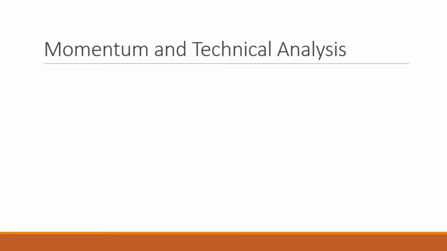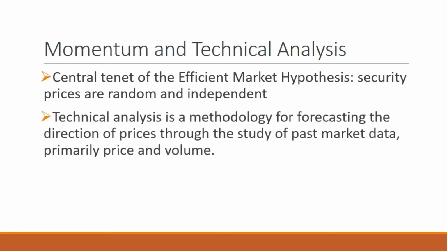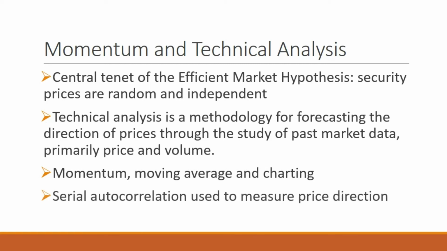Yet another way of gauging market sentiment and looking at the direction of the market or of individual stocks is by looking at the momentum and technical analysis. You'll recall that a central tenet of the efficient market hypothesis is that security prices are random and independent of each other. However, technical analysis, part of behavioral finance, is a methodology for forecasting the direction of prices through the study of past market data, primarily price data and volume data. The methods that are used include momentum, moving average, and charting. They all depend on the existence of serial autocorrelation that's used to measure price direction.